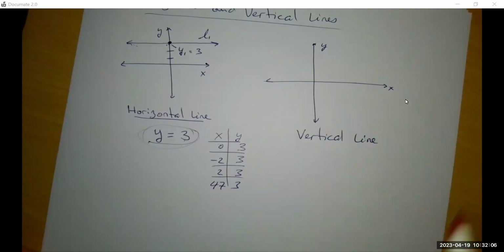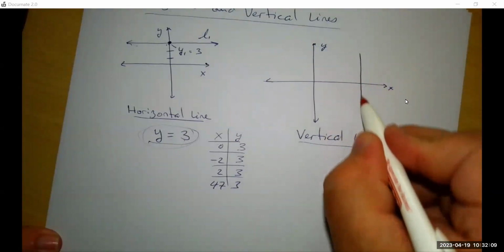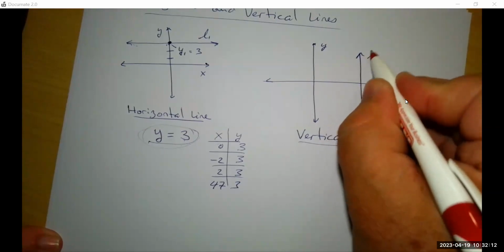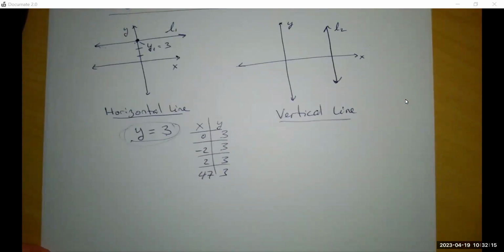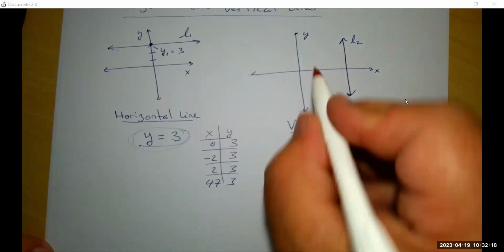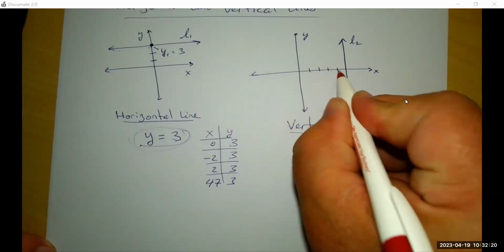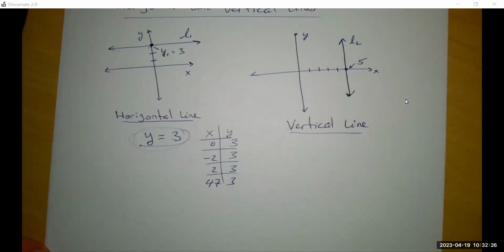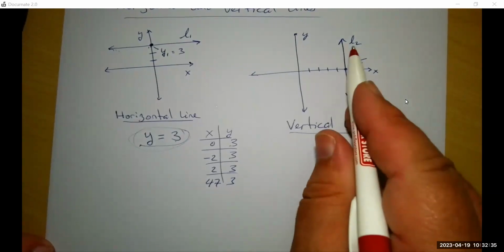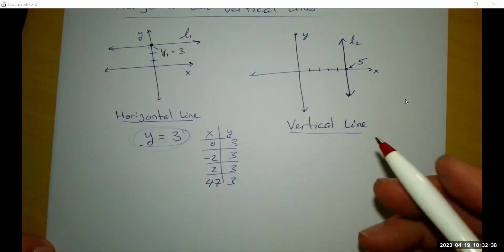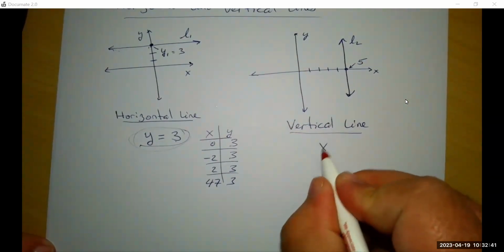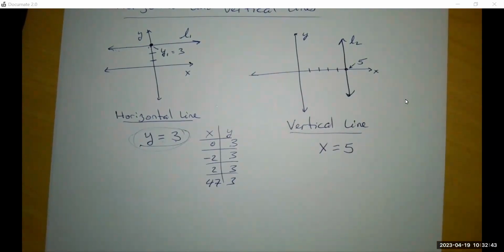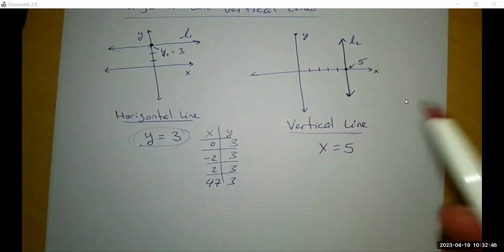A vertical line looks like this. This is line 2. 1, 2, 3, 4. Let's say it crosses through 5. Since no matter what y value you have, x is always going to equal 5. Because it doesn't go anywhere.